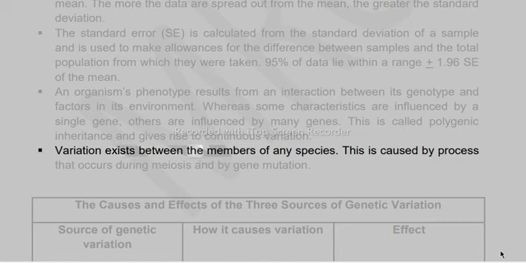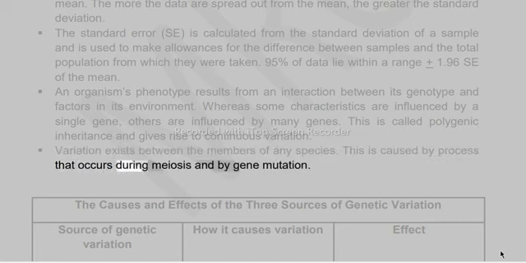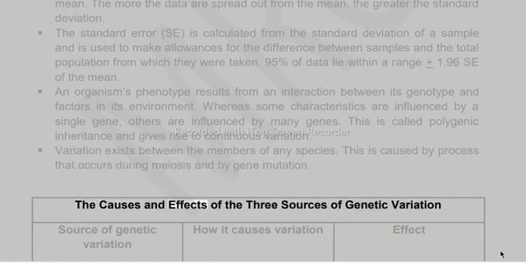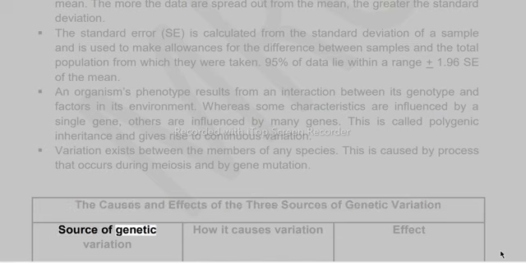Variation exists between the members of any species. This is caused by processes that occur during meiosis and by gene mutation. The causes and effects of the three sources of genetic variation. Source of genetic variation: how it causes variation, effect.